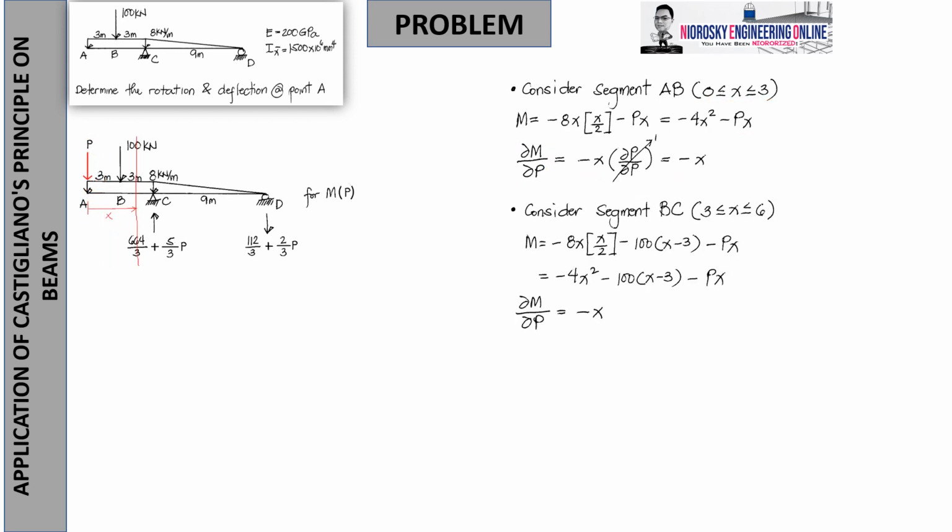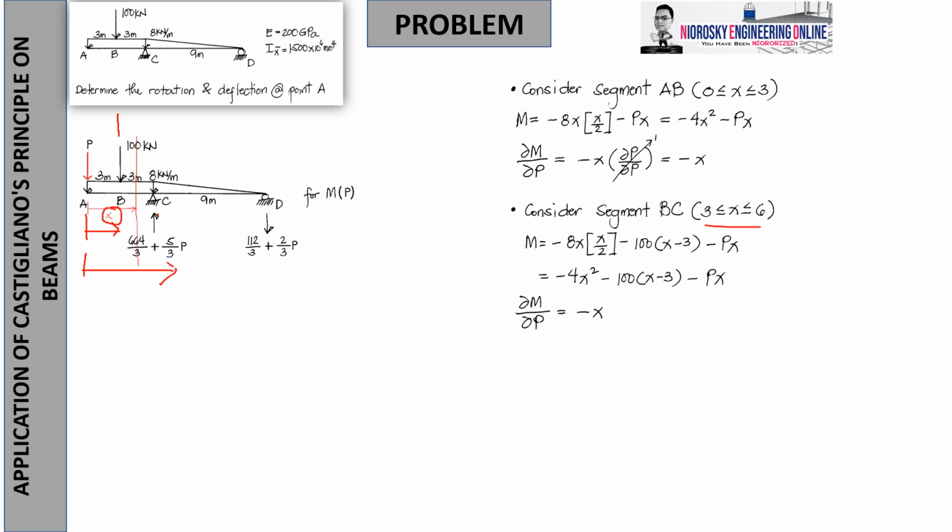Next segment is, let's try to analyze segment BC, where the running distance is from point A, as we tag along with the distance x, as drawn. So, is segment BC running from 3 to 6? What happened is, we choose the cutting segments from A, running to B and A running to C, as denoted by the distance x.